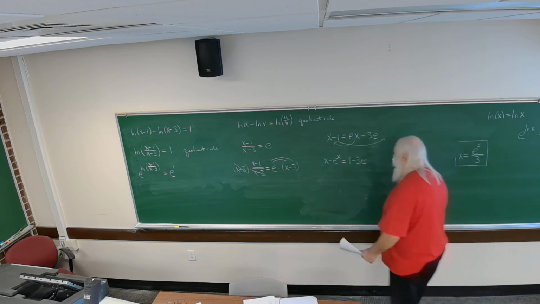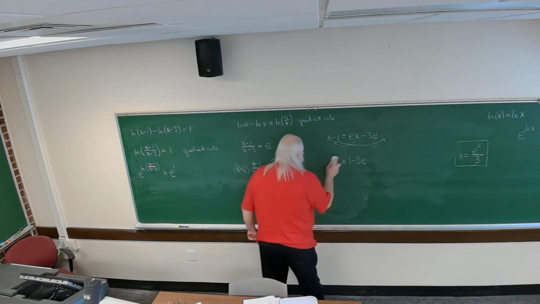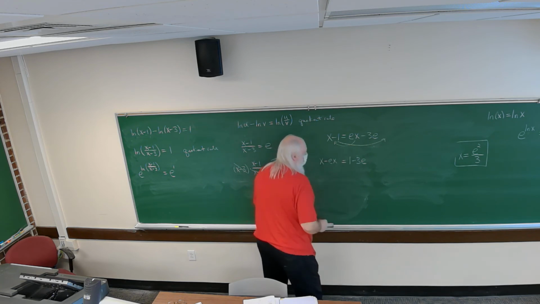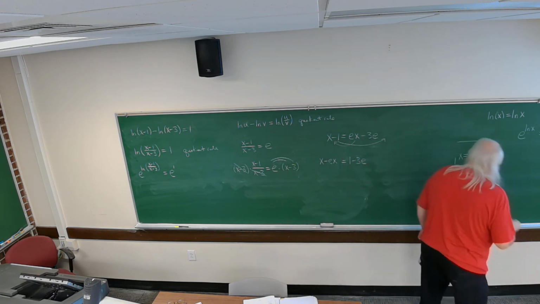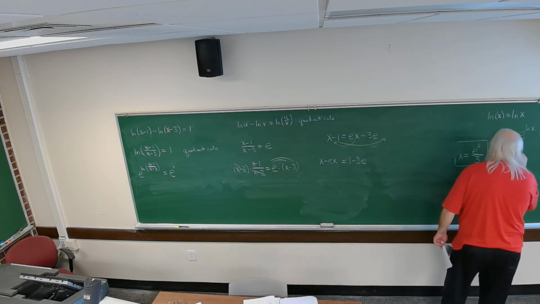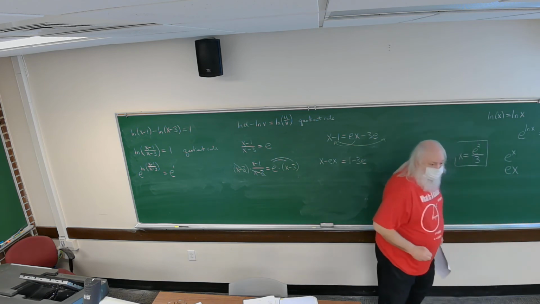Oops, oops, oops. It's not e to the x. It's e times x. There's a difference between e times x and e raised to the x power. Right? It's easy to forget that. There's e to the x and there's e times x. They're not the same thing. Okay?